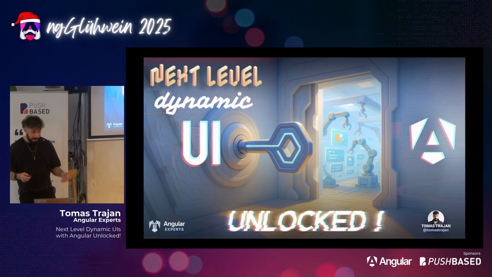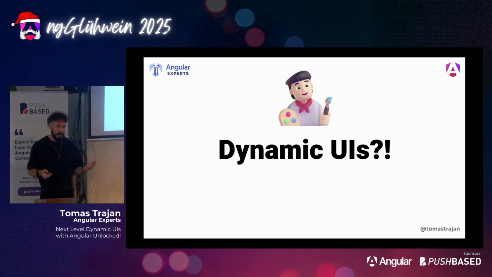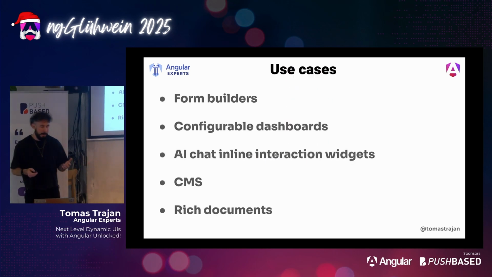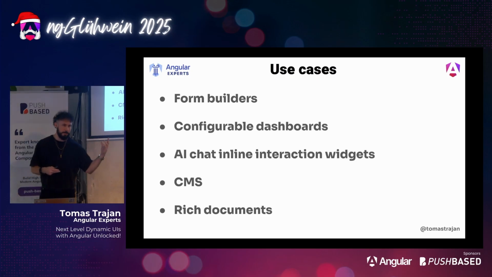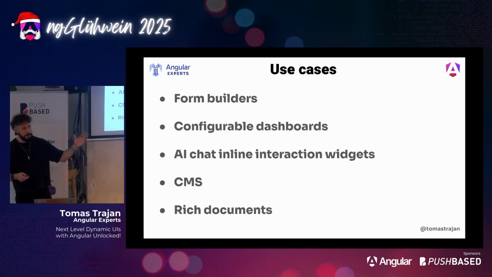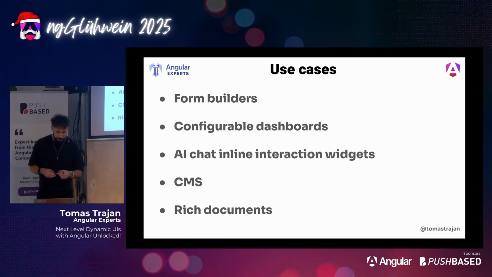Okay, so let's talk about the next level dynamic Angular UIs unlocked. So what are dynamic UIs? What should we imagine, right? Maybe we have some kind of dynamic form builders, right? You have a configuration for your fields and you render them based on that configuration. Or you have dashboards where the user can choose different widgets and arrange them how they want. Or nowadays, with chat interfaces, maybe we are rendering different components based on some conditions. Or CMS systems, rich documents, where you want to instantiate some components.